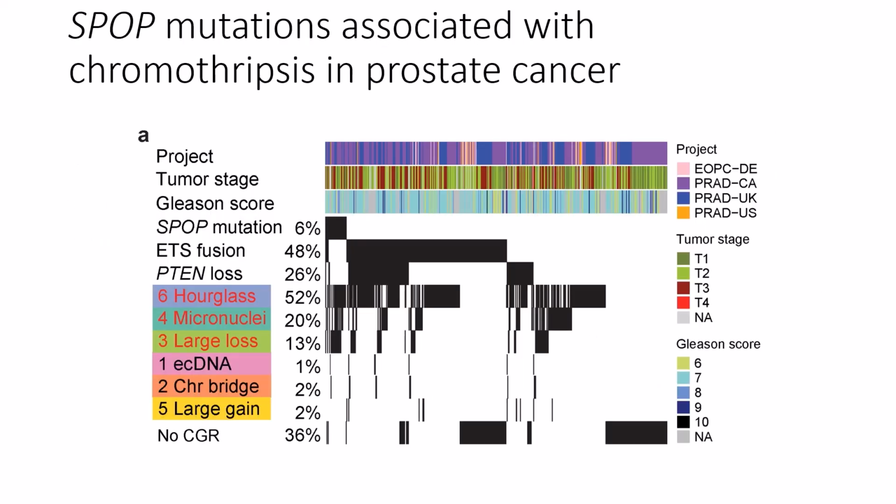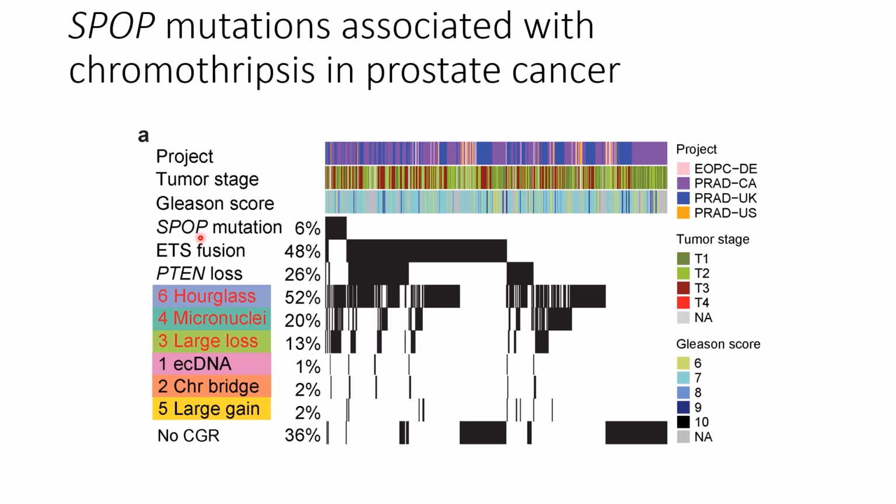Then we collected a total of 500 whole genome sequenced prostate cancers from these 4 different cohorts, and we found the mutations in this one particular gene called SPOP is associated with 3 different signatures of complex rearrangement. Signature 6, hourglass, signature 4, micronuclei, and signature 3, large loss.